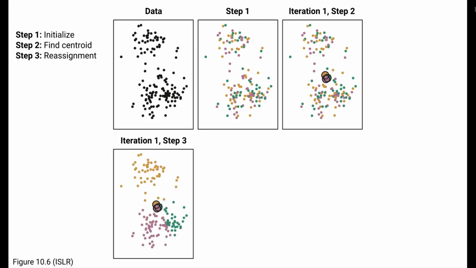In step 3, we reassign. So we reassign every single case to the cluster that has the nearest centroid. So the orange centroid is indicated by the large orange circle, and the large pink circle indicates the pink cluster centroid, and same thing for green. It looks like all of the top cases are closest to the orange centroid, so they get reassigned to the orange cluster.